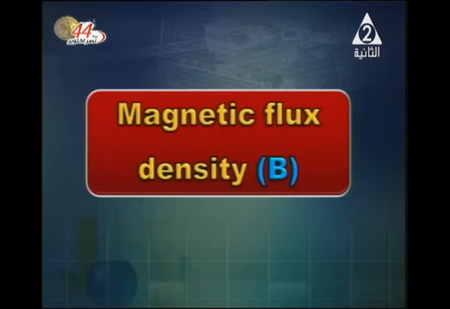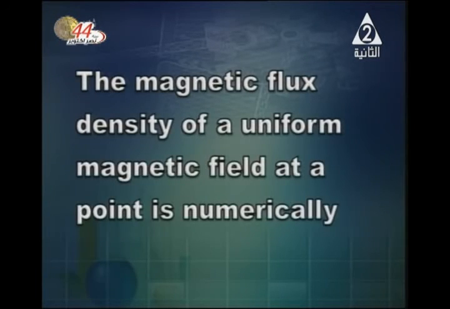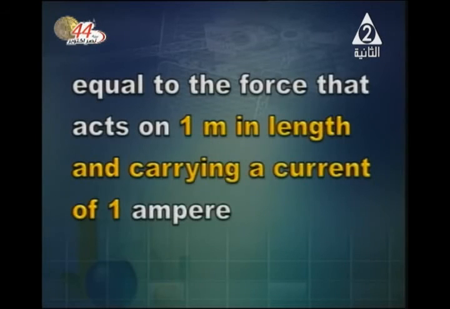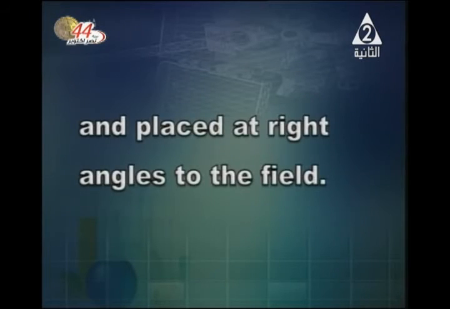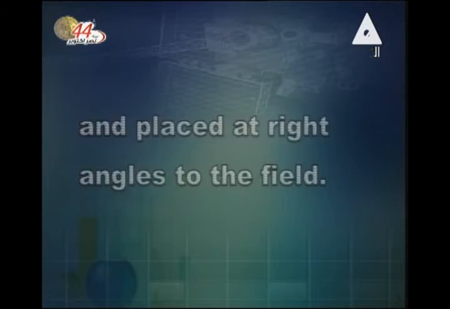Magnetic flux density B. The magnetic flux density of a uniform magnetic field at a point is numerically equal to the force. It means we can now give another definition of magnetic flux density. It is equal to the force that acts on a wire 1 meter in length and carrying a current of 1 ampere, and placed at right angles to the field.